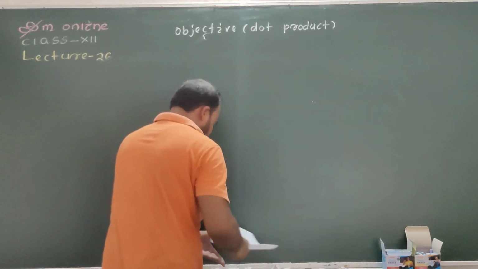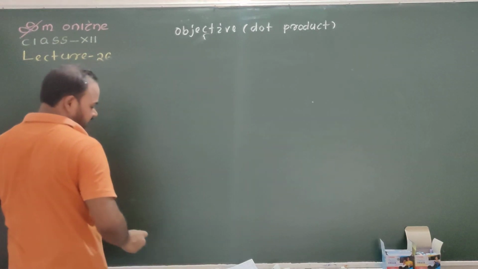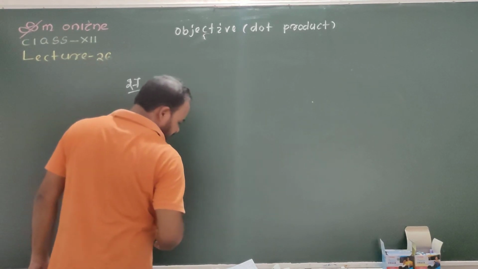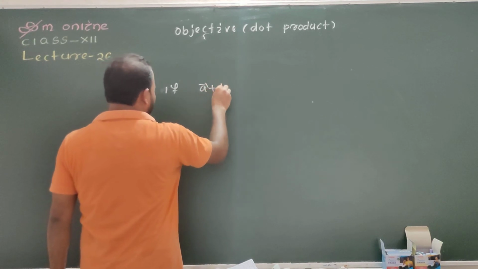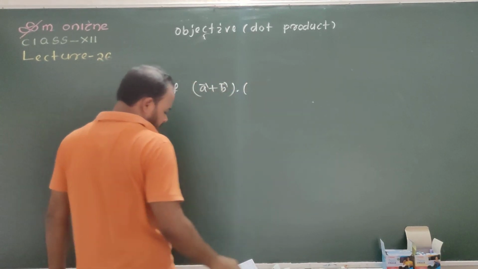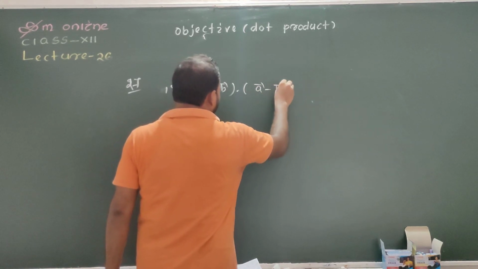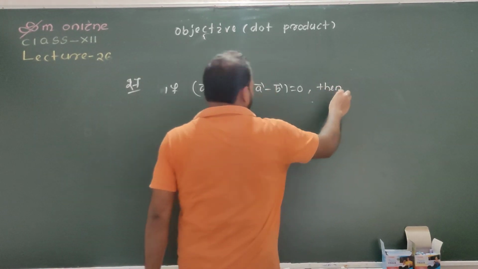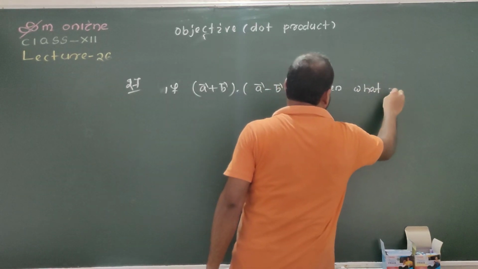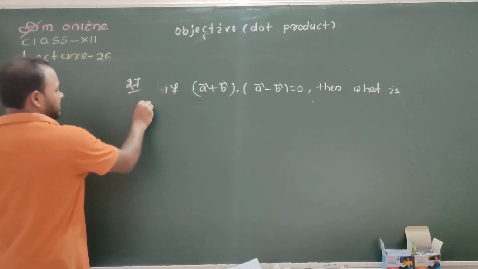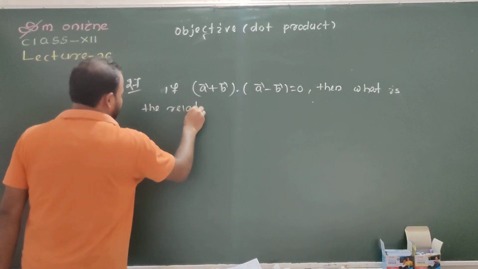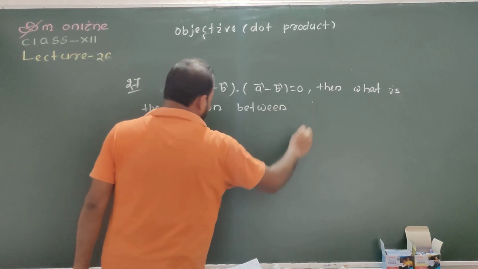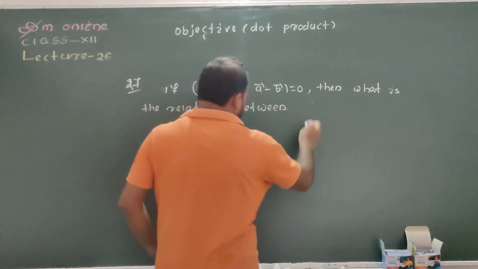Okay, now move to question number 27. Question number 27 is: if vector a plus vector b dot vector a minus vector b equals 0, then what is the relation between vector a and vector b?